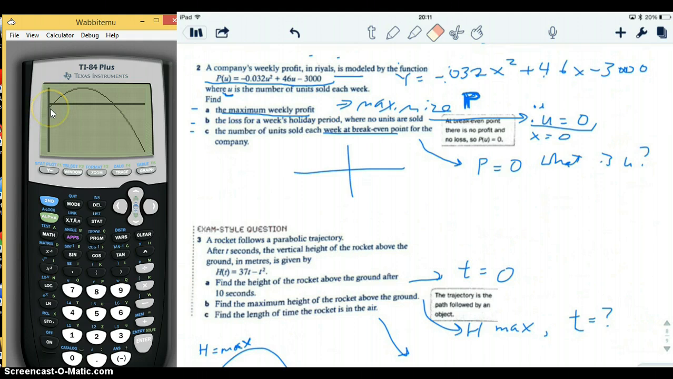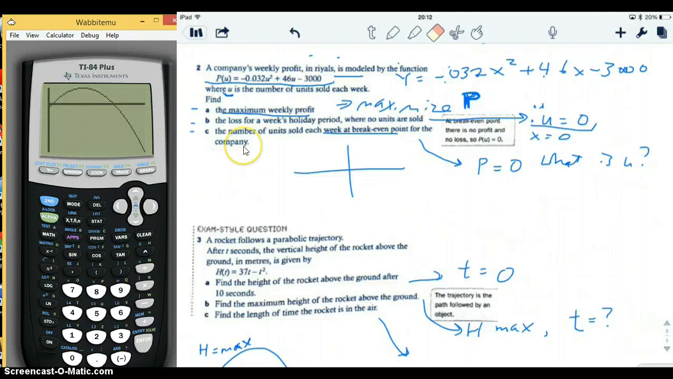x equals 0 is. C, the number of units sold each week at break-even point for the company. Break-even point for the company would be when the profit is not positive nor negative. It would be 0. So it would be like this point here, right where it goes from negative to positive. And you could find that by using second calc 0.